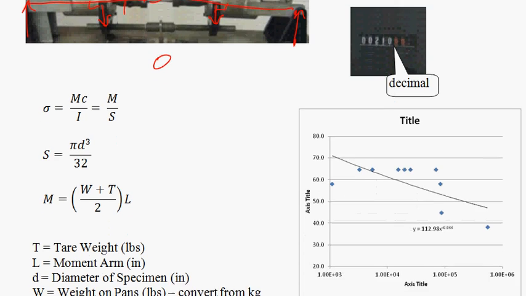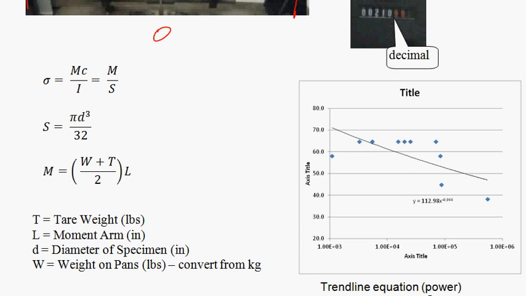that will allow us to calculate the amount of stress. Now, in order to calculate that amount of stress, here's the amount of stress that would be produced. It's the amount of moment divided by the section modulus for the specimen that's being bent. The section modulus is determined by the diameter of the specimen, and the amount of moment is determined by the total amount of weight, and that weight is made up of two things. One is the weight that you put on the pan, and then something called the tare weight.